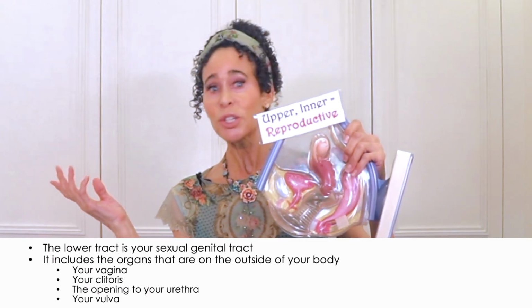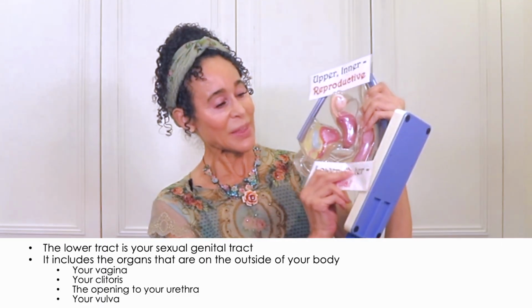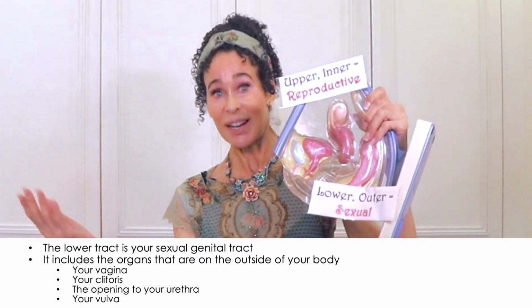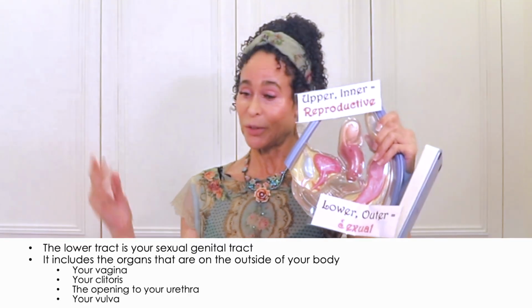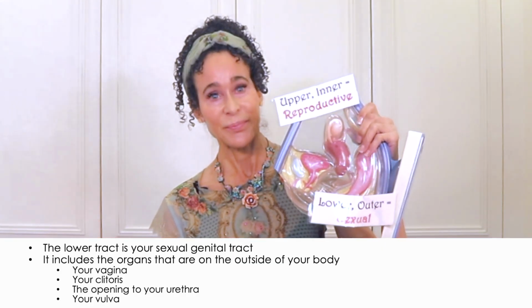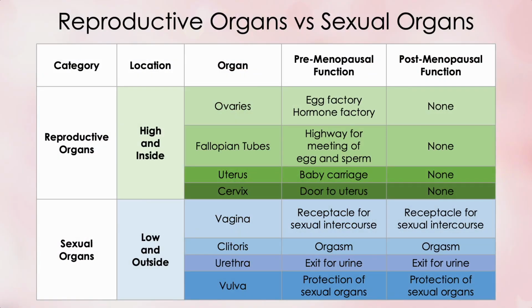The lower tract is your sexual genital tract. It includes the organs that are on or accessible from the outside of your body. They include your vagina, your clitoris, the opening to your urethra, and your vulva. So you can distinguish them by thinking of them as higher versus lower, or by thinking of them as inner versus outer. If we create a chart depicting what I've taught you thus far, it looks like this.